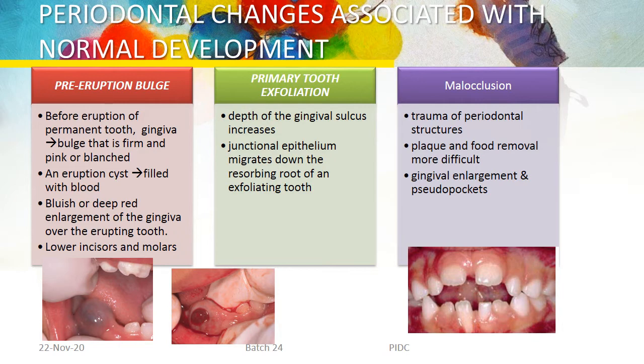Next, coming on to malocclusion. Again, trauma of the periodontal structures could be there if there is a malocclusion present. Plaque and food removal may be difficult with it, and gingival enlargements and pseudo pockets could occur. Wait and watch, and then consider discussing the case with a periodontist as well as an orthodontist if any intervention could be done at this particular stage.